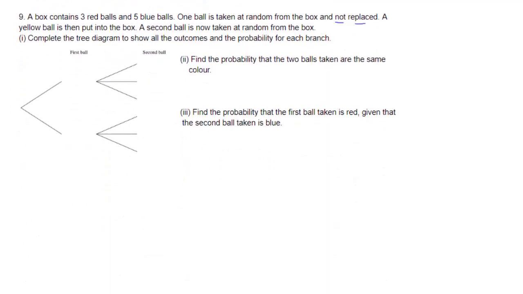In number 9, we've got another probability tree. They've kind of set it up for us, but not really. We got to fill in the probabilities. We've got 3 red balls and 5 blue balls. We got to label these parts, put in the probabilities.